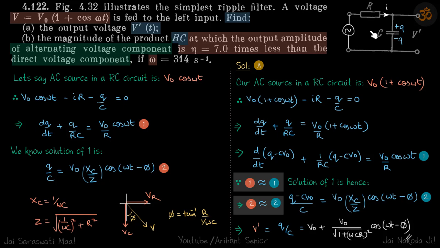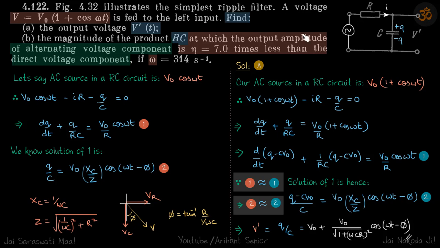So this is an example of the simplest ripple filter. In a ripple filter, you have an AC source, and you connect a capacitor across that. So the output voltage is a little bit muffled because of this capacitor. That's why it's called a ripple filter. It controls the ripples, this capacitor.